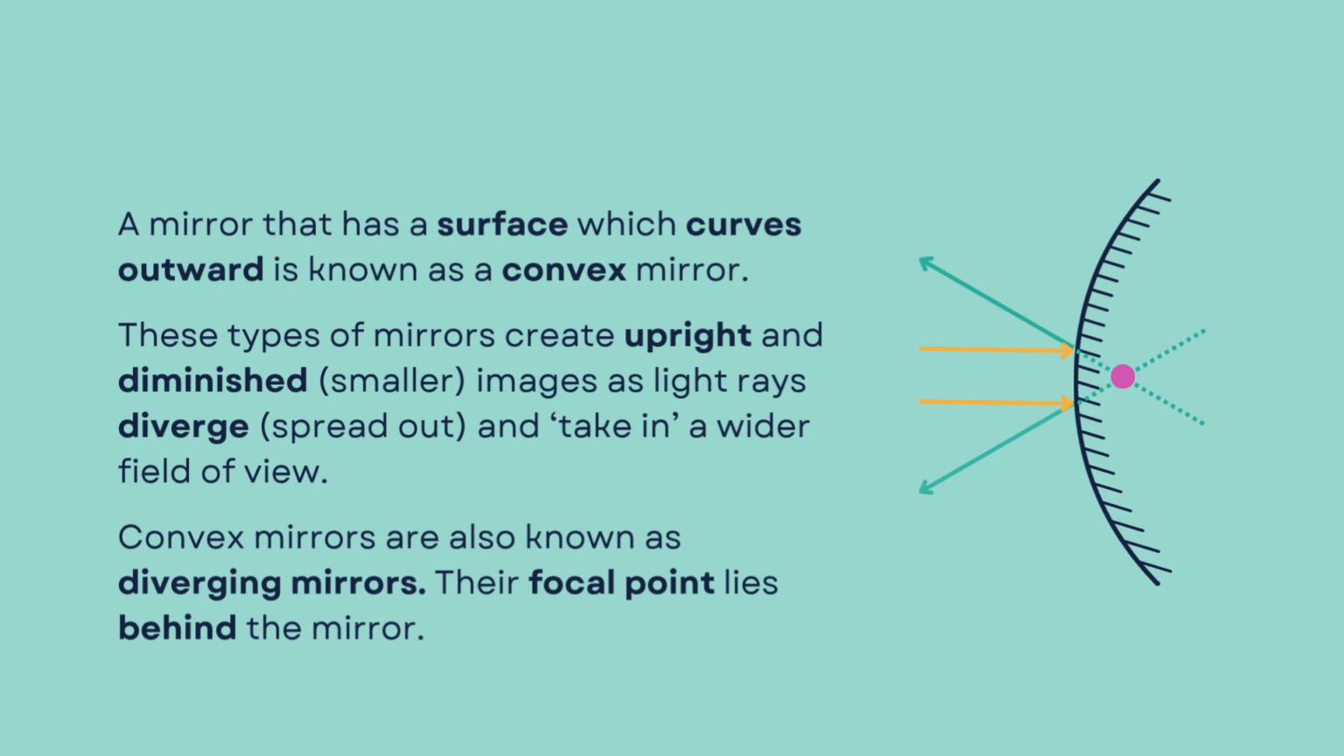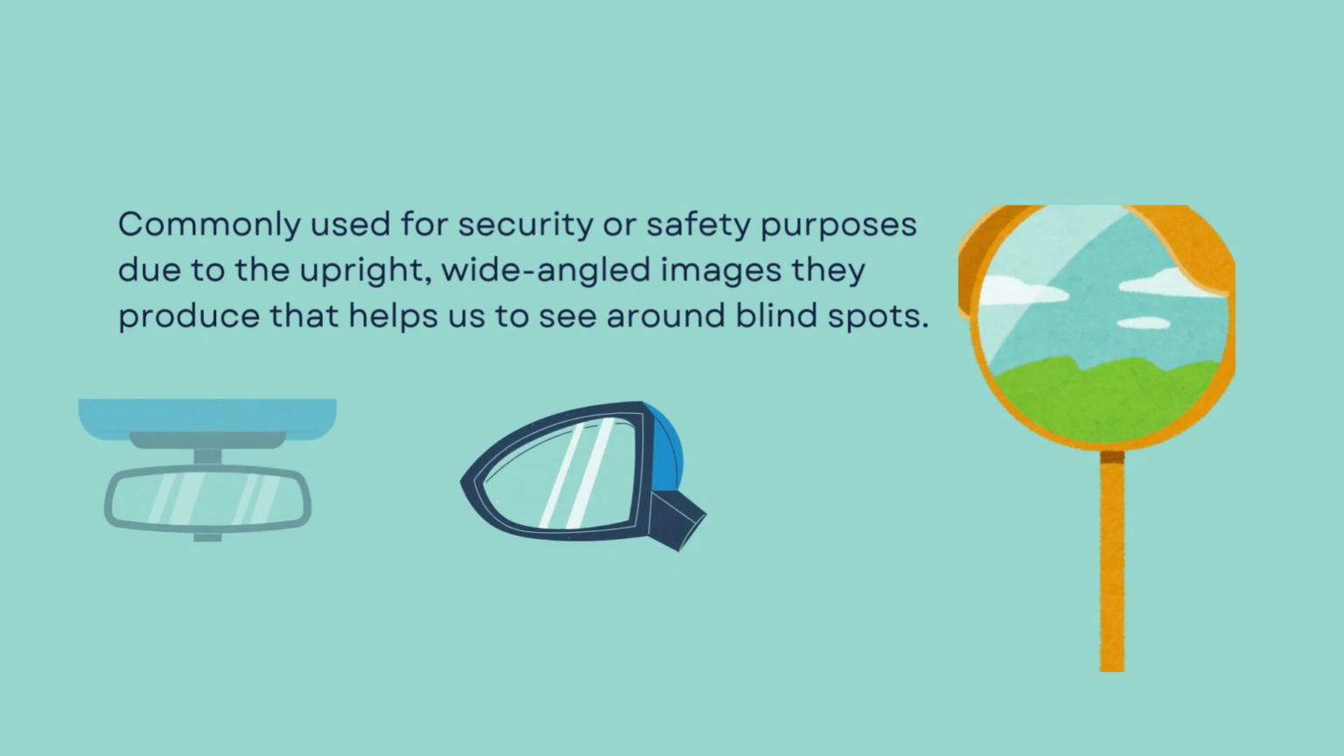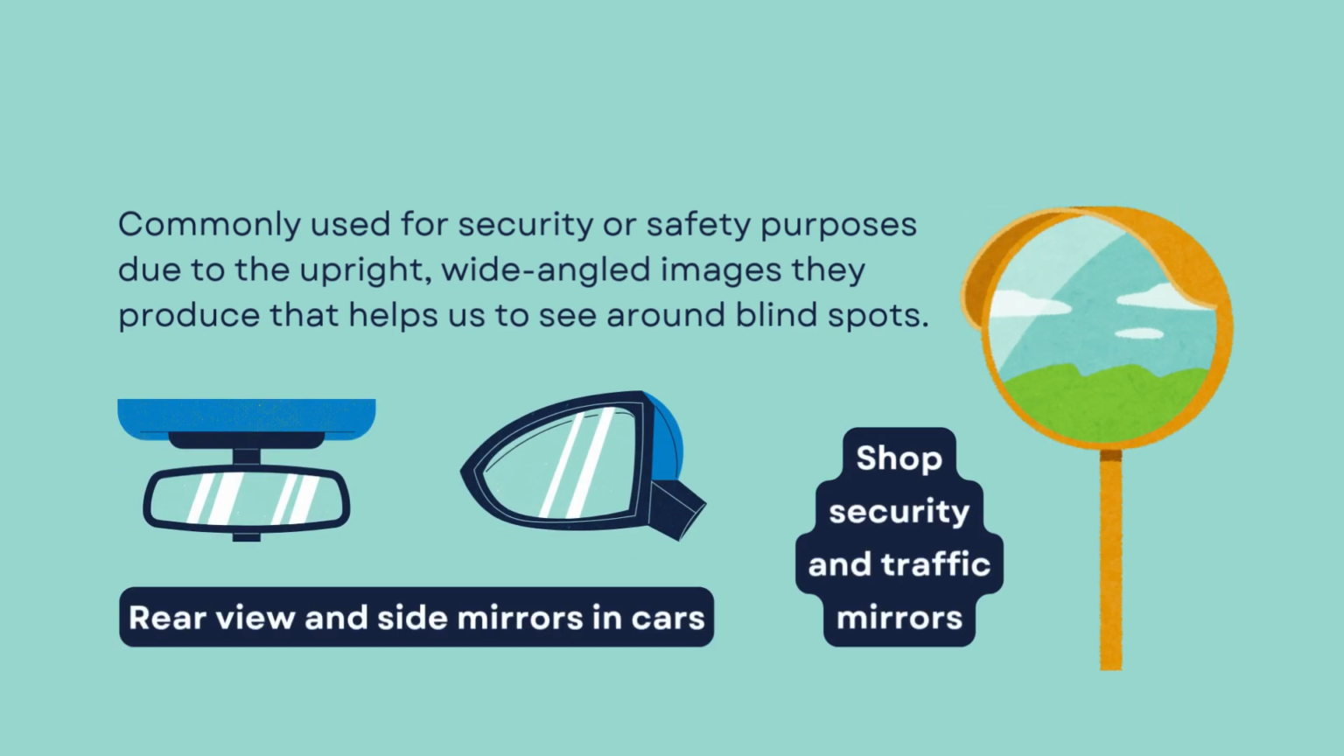Uses of convex mirrors. Think about the side mirror of a car. It helps the driver see a much larger area behind the vehicle. Similarly, convex mirrors are used in shops and at road intersections to reduce blind spots.